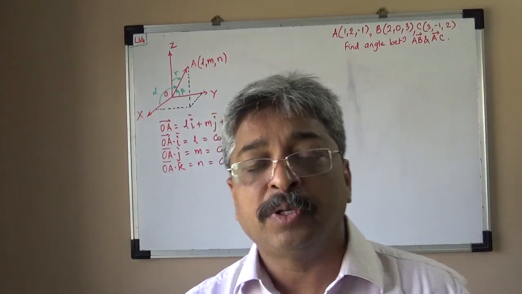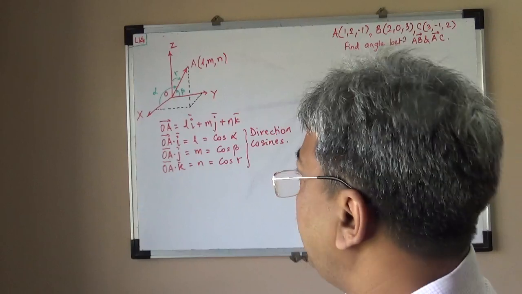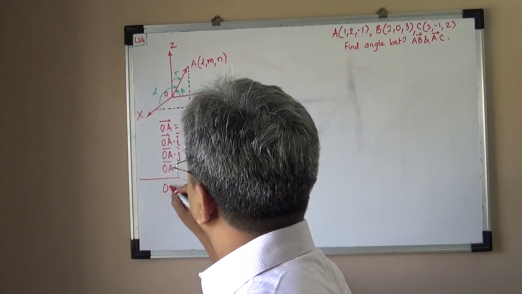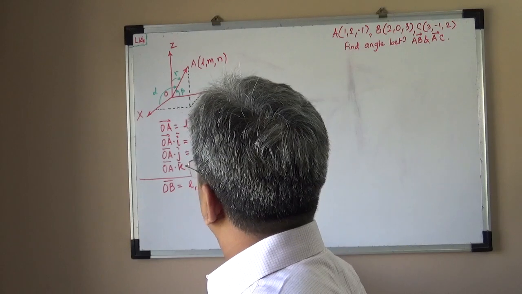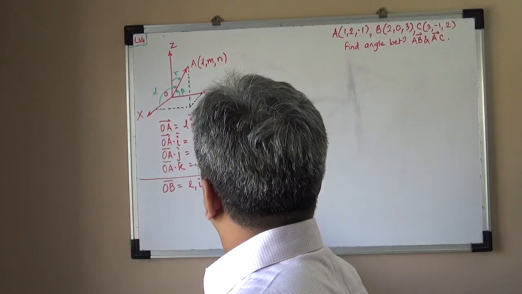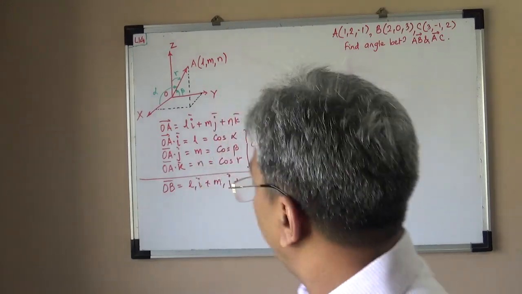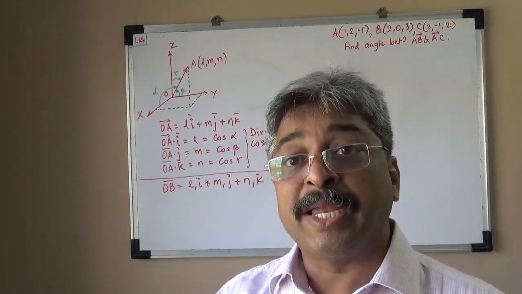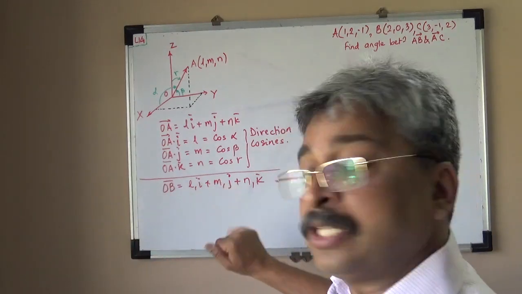However, every time your vector OA is not going to be a unit vector, so A can be any point in three-dimensional space. Let us call that point B. So OB is a vector which looks like, say, l1i plus m1j plus n1k, and it is any vector, not exactly of unit length. So what will be the length of OB? You may calculate the length of OB, that is yet another exercise.